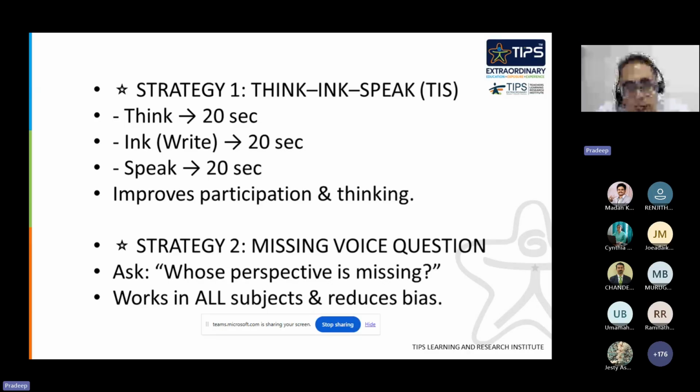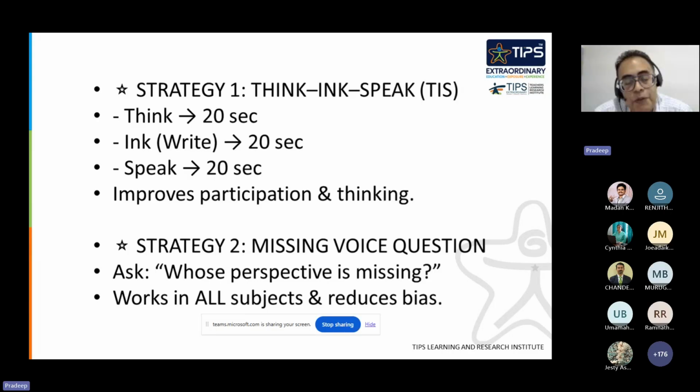So if we provide this missing voice question to our learners, they would be more engaged, more into that particular chapter. Why? Because they have to understand a different perspective. Because in global perspective, in the subject I am teaching, we need a perspective not only of your local area, but maybe for the nation as well as the global arena.